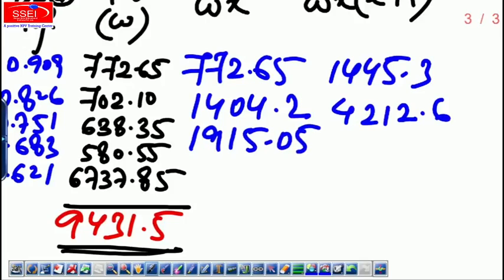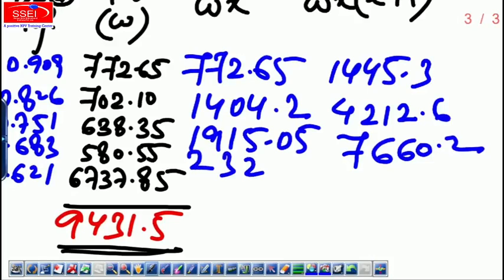1915.05. And what is 1915.05 into 4? It is 7660.2. 580.55 into 4 is 2322.2. And what is 2322.2 into 5? It is 11611.